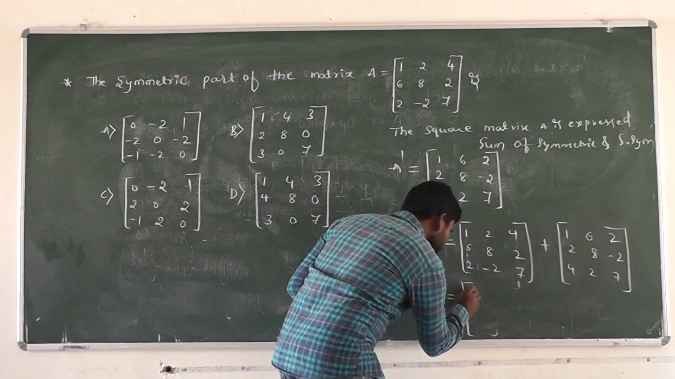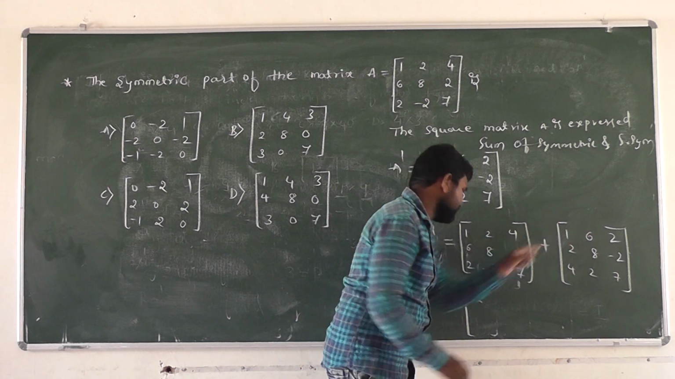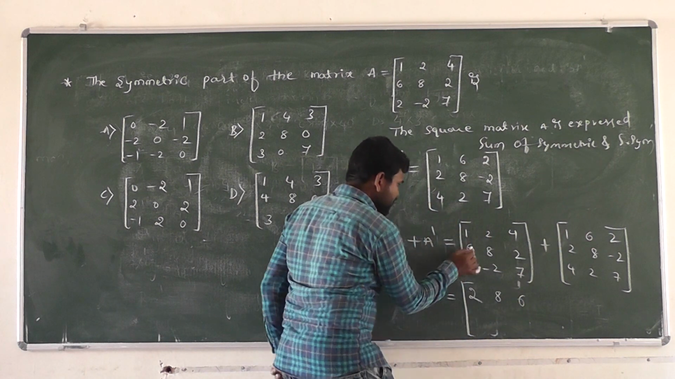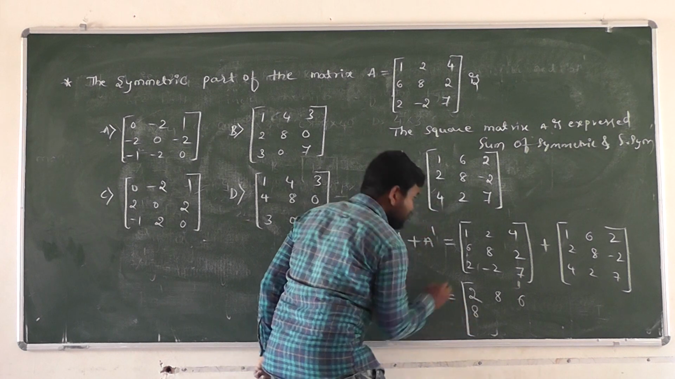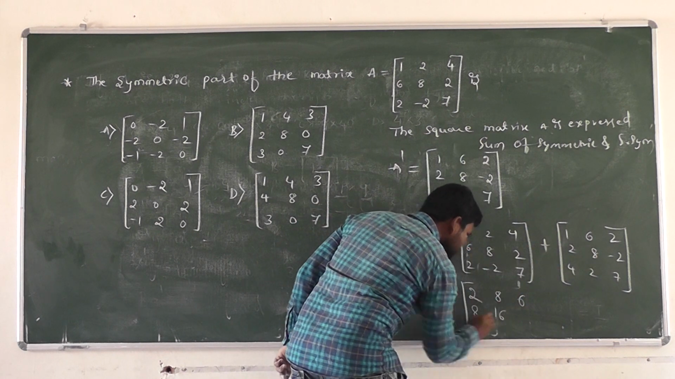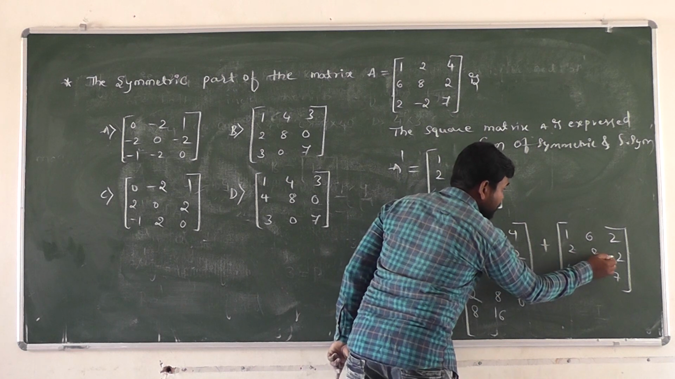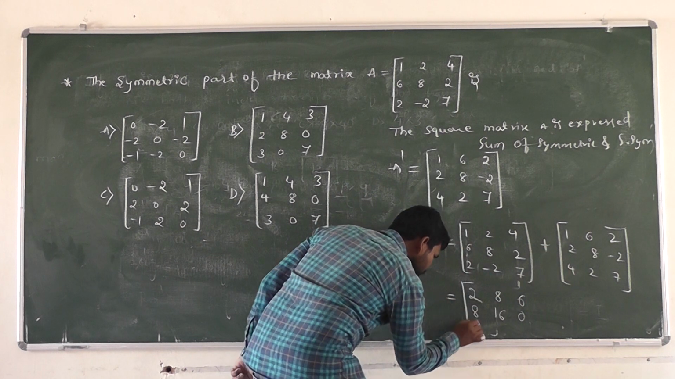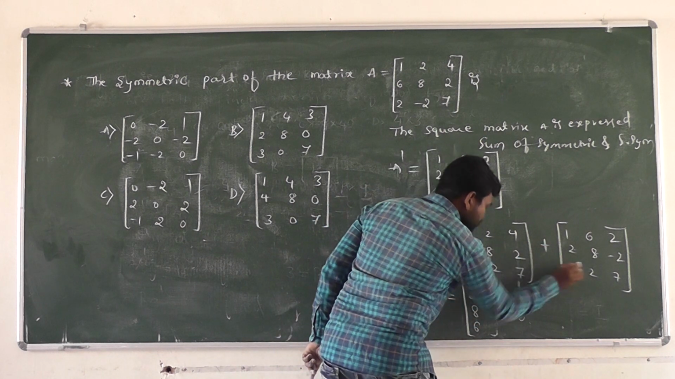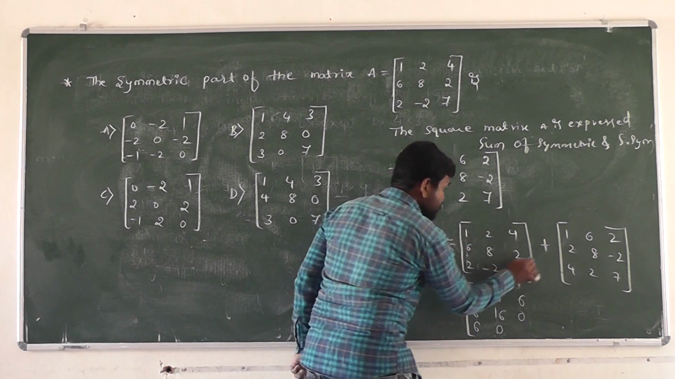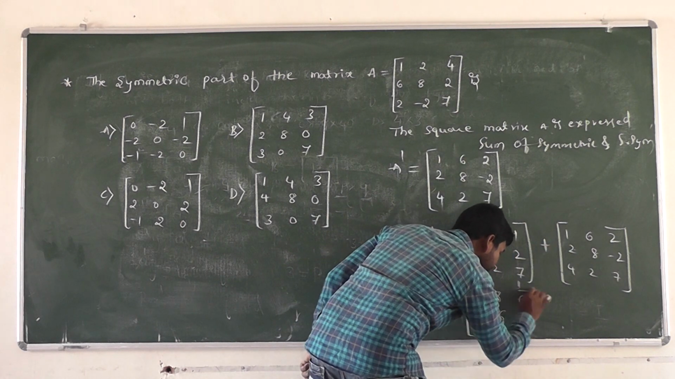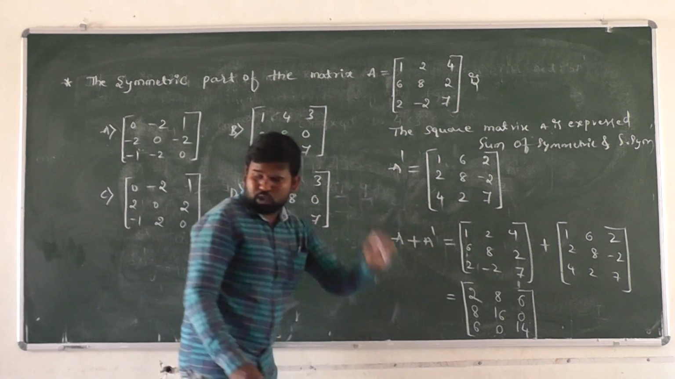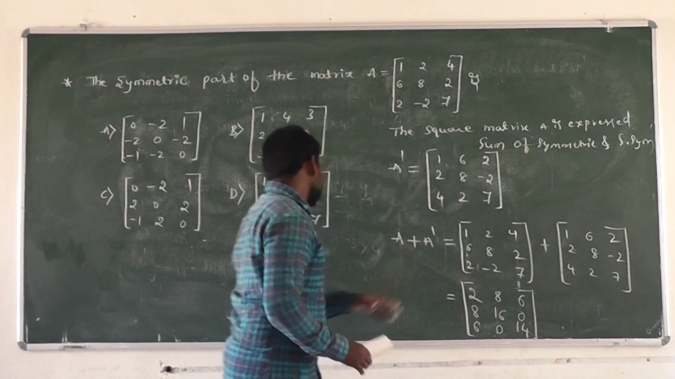1 plus 1, how much? 2. Next 2 plus 6, 8. 4 plus 2, 6. Next 6 plus 2, 8. 8 plus 8, 16. 2 plus minus 2, 0. Next 2 plus 4, 6. Minus 2 plus 2, 0. Next 7 plus 7, 14. Right? That gives A plus A transpose. Now we have to divide every element of the matrix by 2.